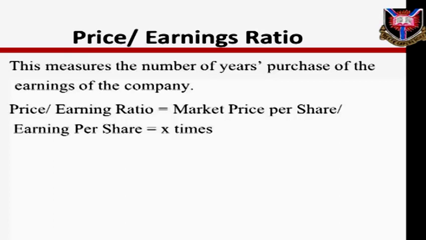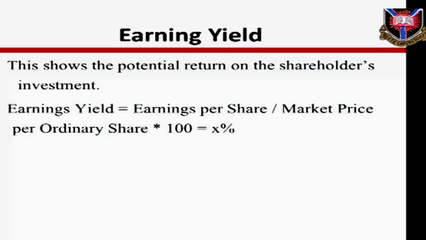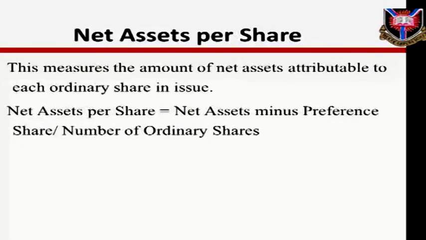This measures the number of years purchase of the earnings of the company. Price earnings ratio equals market price per share over earnings per share. Earnings yield. This shows the potential return on the shareholder's investment. Earnings yield equals earnings per share over market price of ordinary shares times 100. Net asset per share. This measures the amount of net asset attributable to each share in issue.